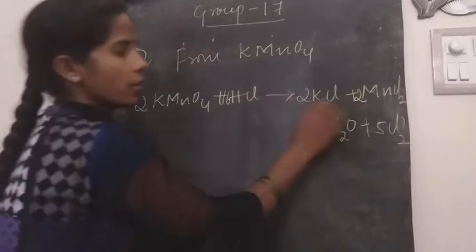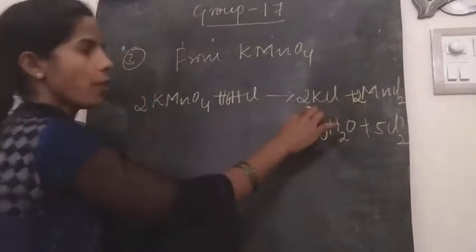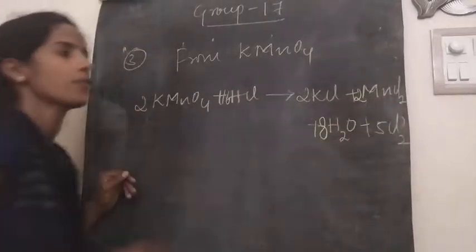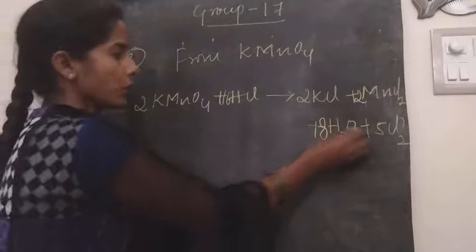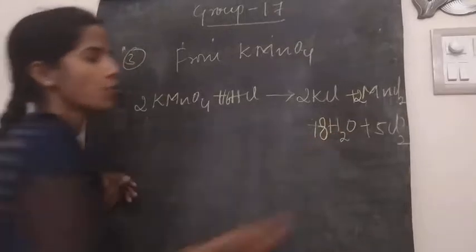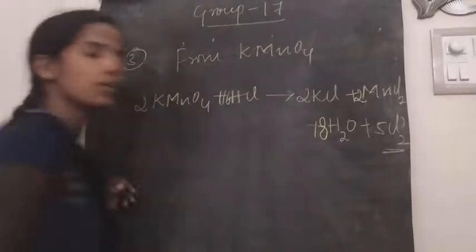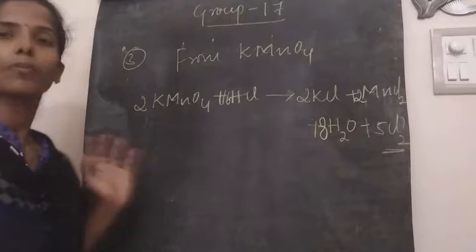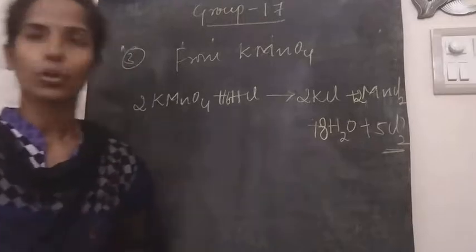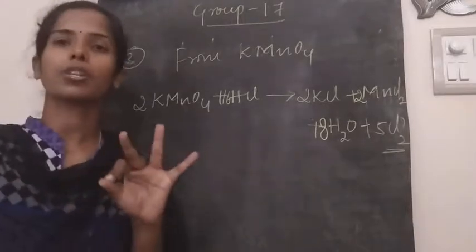When KMnO4 is treated with HCl, K is removed in the form of KCl, Mn is removed in the form of MnCl2, and hydrogen and oxygen are removed in the form of H2O, and we get Cl2 gas. This is one more method of preparation of chlorine. There are three methods of preparation of chlorine.